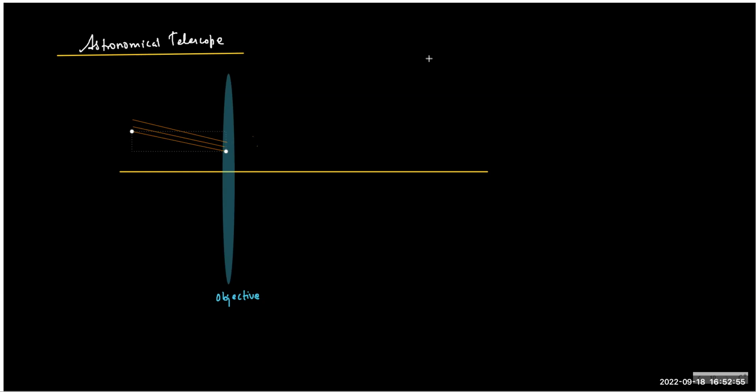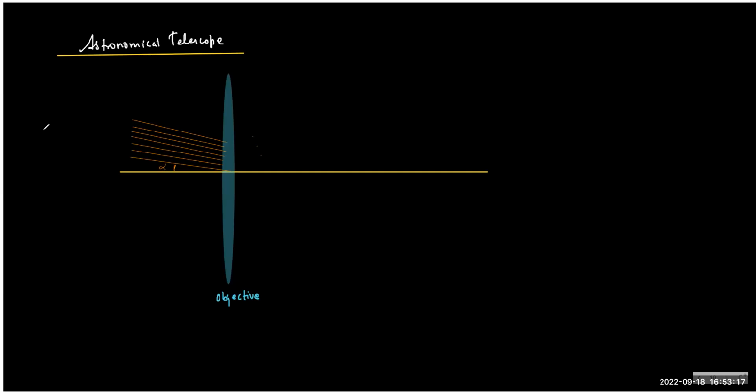Okay, so let me draw some more. This is representing a parallel beam of light. I'm just exaggerating this light ray. It is paraxial, but we always assume it is coming at some angle. And we call this angle alpha.